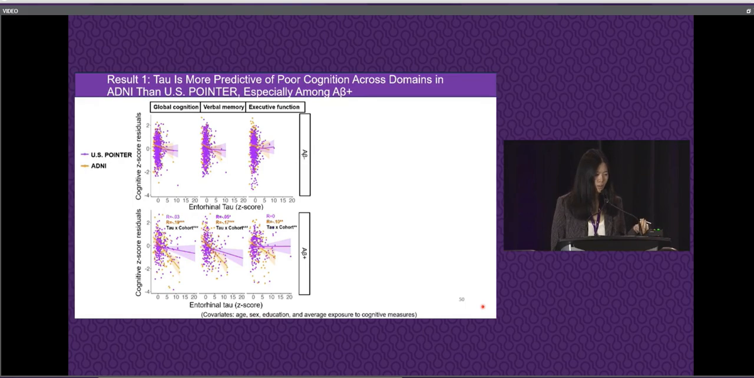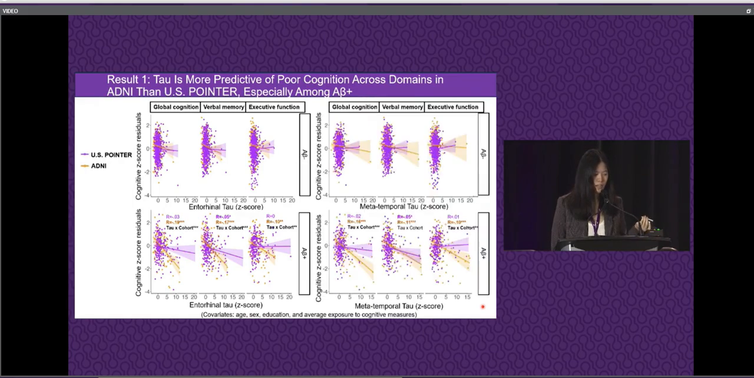And we also look at the metatemporal regions. The pattern is pretty similar, except for the tau by cohort interactions among the amyloid positive individuals when we look at the verbal memory. So in summary, it seems our previous finding could extend to the specific cognitive domains. So for the remaining analysis, we will only focus on the amyloid positive individuals, because our research aim is to examine the reason why there is a cohort difference.